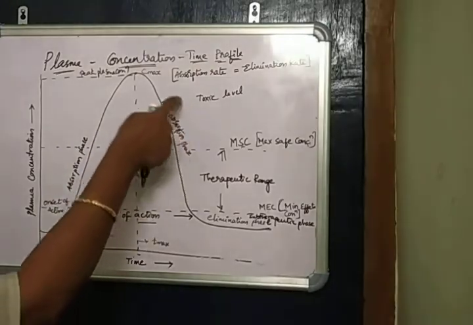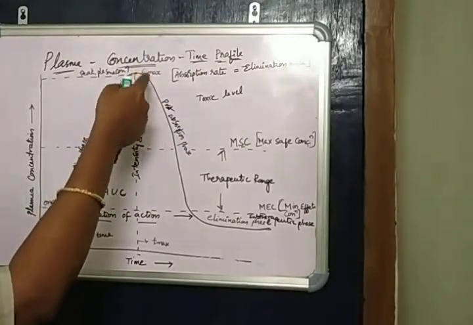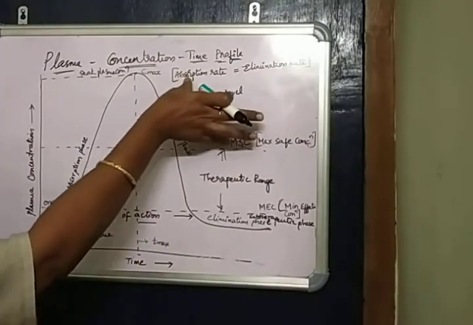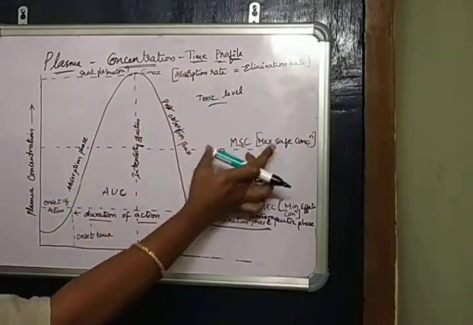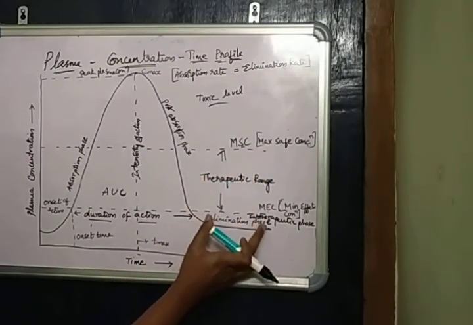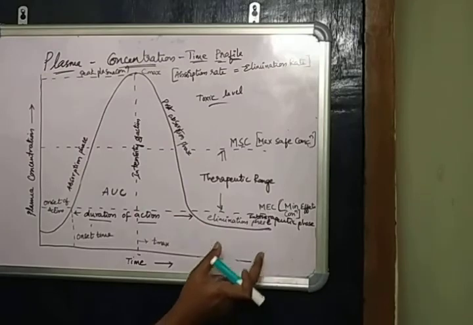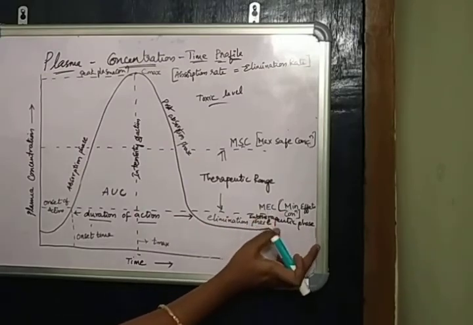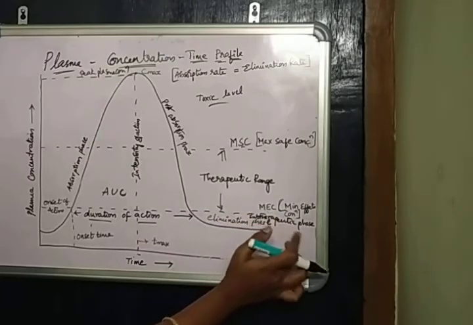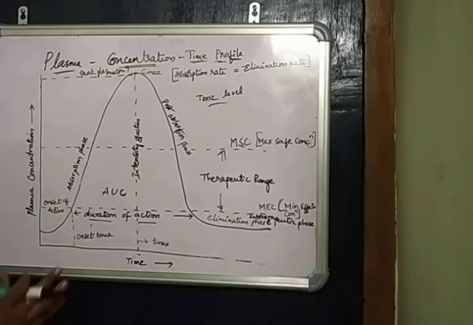After a drug attains the peak plasma concentration, we observe the toxic level. This phase is the toxic phase, and this is the therapeutic range. This dotted line is the maximum safe concentration and the bottom dotted line represents the minimum effective concentration. Below that, above the elimination phase, there is a subtherapeutic phase. Okay, this is the peak plasma concentration time profile.